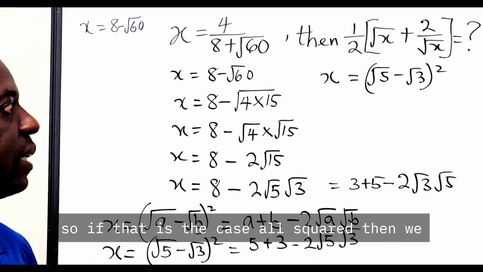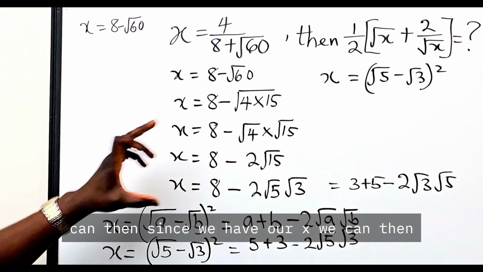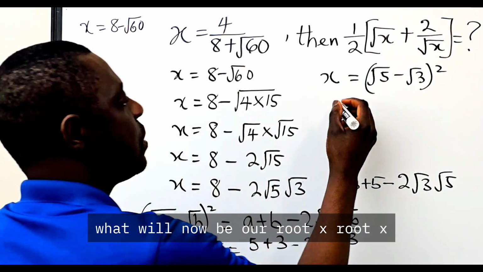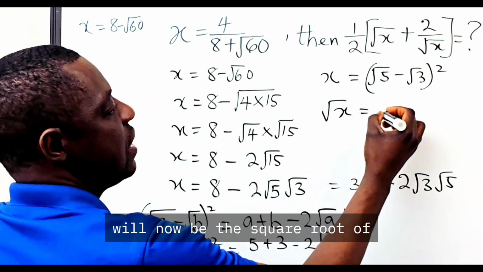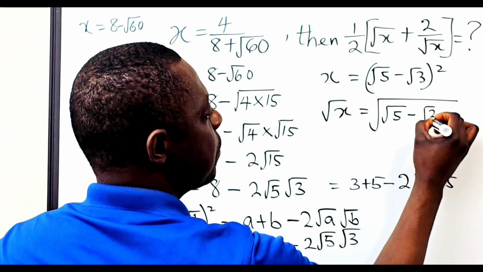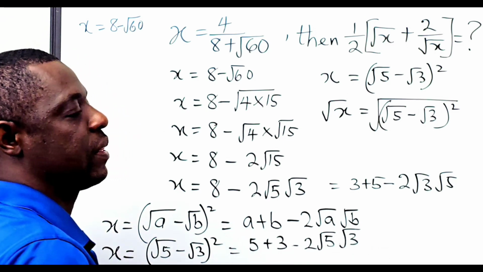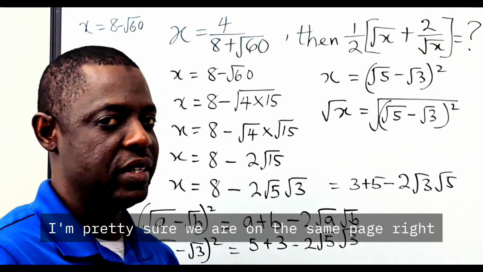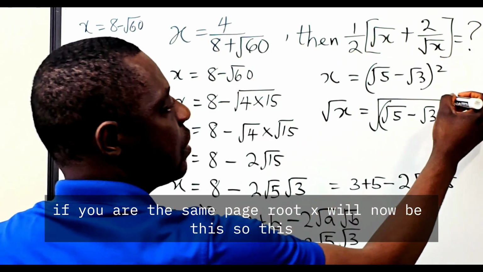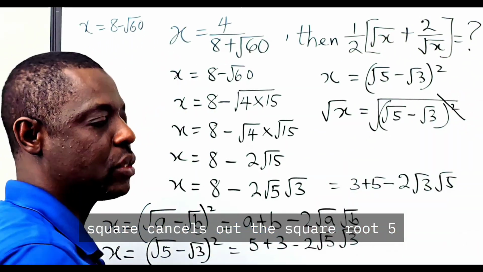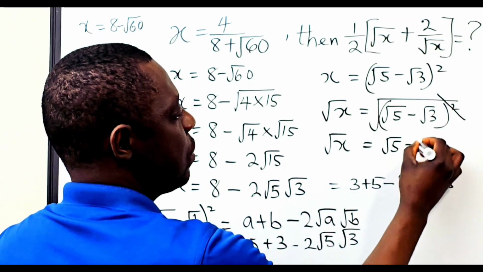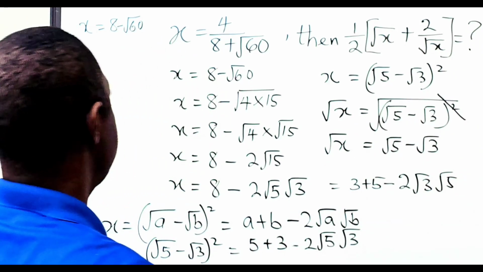Since we have our x, we can look for our root x. What will now be our root x? Root x will be the square root of root 5 minus root 3 all squared. I'm pretty sure we're on the same page, right? The square cancels out the square root, so root x will now be root 5 minus root 3.